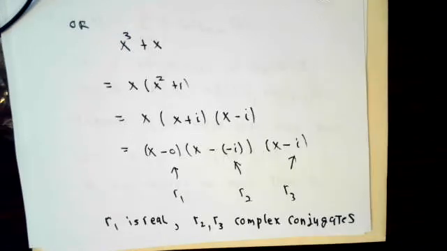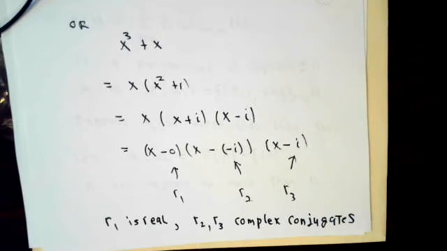Another example of interest is x cubed plus x. Obviously, you can write that as x multiplied by x squared plus x. If all we know about are real numbers, we can't do anything more with the x squared plus x. But if we know about complex numbers, you can write that part as x plus i times x minus i, where i is the square root of negative 1.